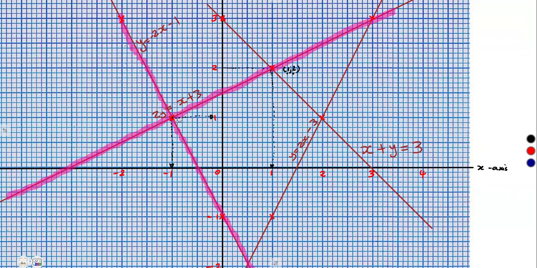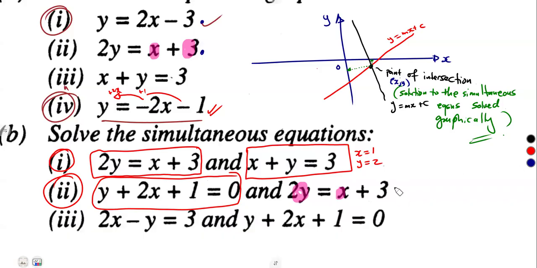So that is our solution. From the point of intersection, minus 1, 1. X is minus 1, y is 1. So that is it here. X, as we said, x is what? Minus 1, and y is what? Y is 1. Just like that. So that is our solution to that.